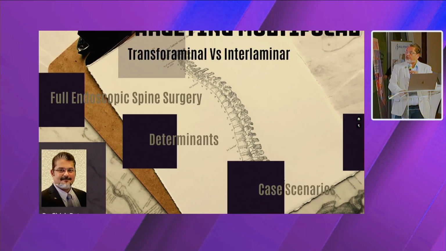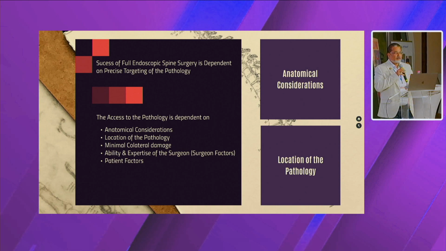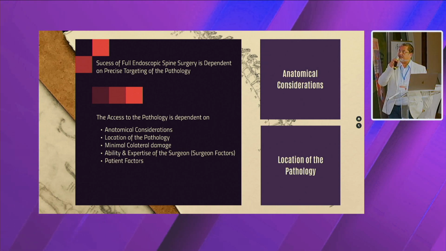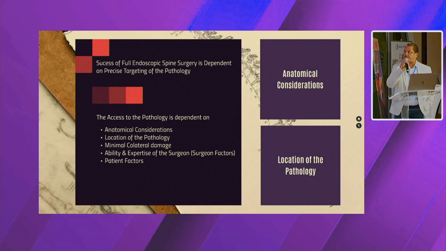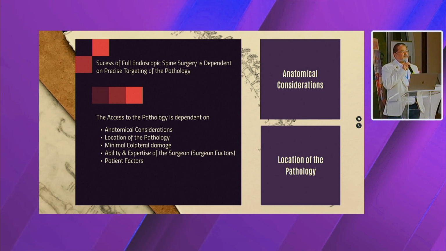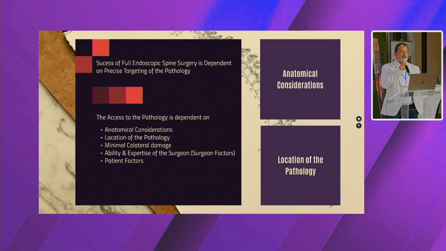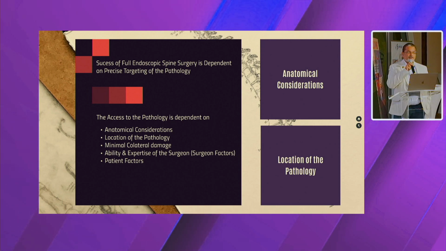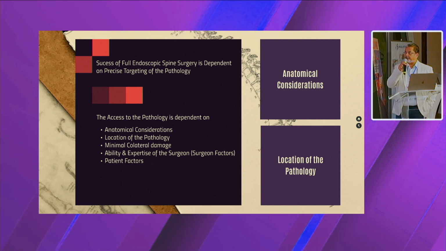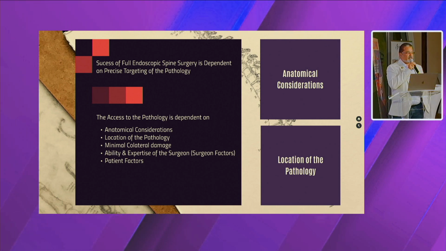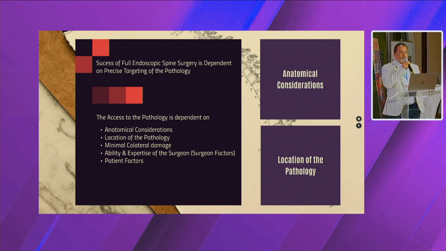So what are the determinants? How do we decide which surgery needs to be performed on a single patient? The success of endoscopic surgery is dependent upon precise targeting of the pathology. The access to the pathology is dependent on anatomical considerations of the segment, either upper lumbar or lower lumbar segment, high iliac crest. All these are anatomical considerations. Then the location of the pathology. Where is the pathology located? Minimal collateral damage. Our surgical approach should be designed in such a way that we create minimum collateral damage.